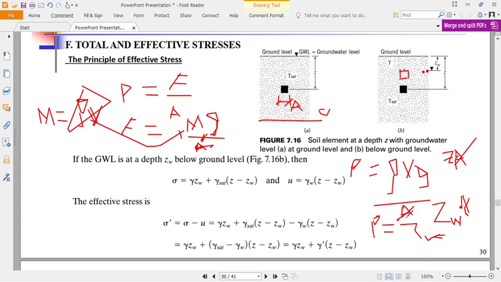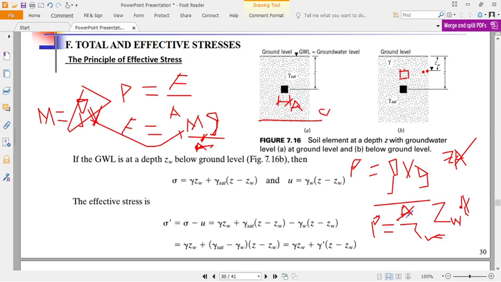The total stress, the total pressure at this point, is due to the weight of this soil above it. Is that okay? Then the pore water pressure: the water is up to this level. The hydrostatic pressure at this point due to the water will be equal to Z minus Z_W times the unit weight of water. Is that okay? Now what will be the effective stress? The effective stress will be equal to the total stress minus the pore water pressure, which will be equal to this sum here, which is this, minus that.